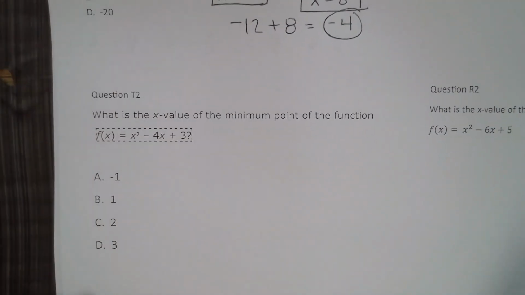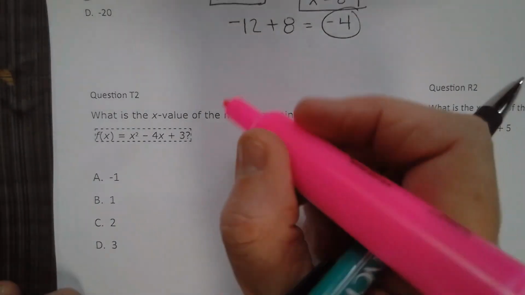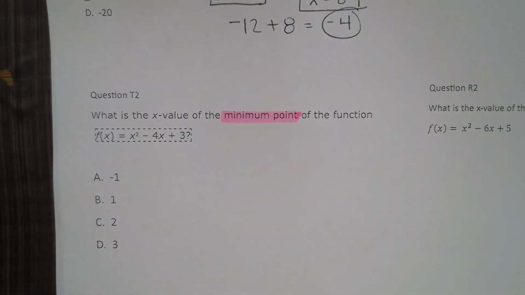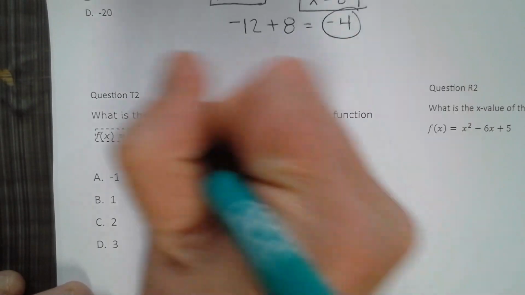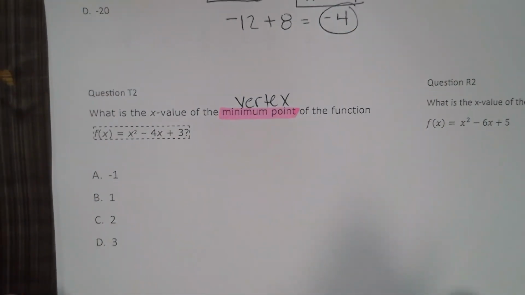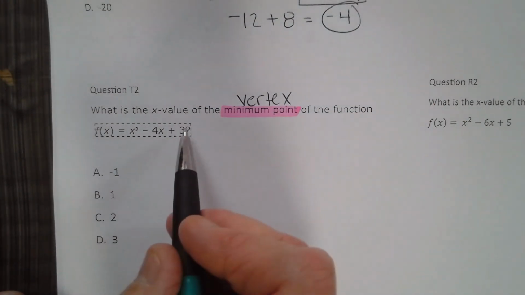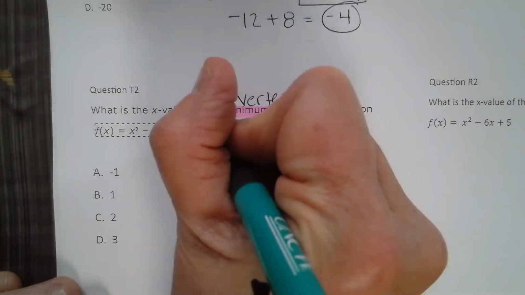Okay, what is the x value of the minimum point? Well, remember, the minimum or the maximum is really the vertex. So they want the x value of the vertex. Well, we know in order to find the vertex, we've got to factor it, and we've got to find our x-intercepts. So let's write down what we're going to do.